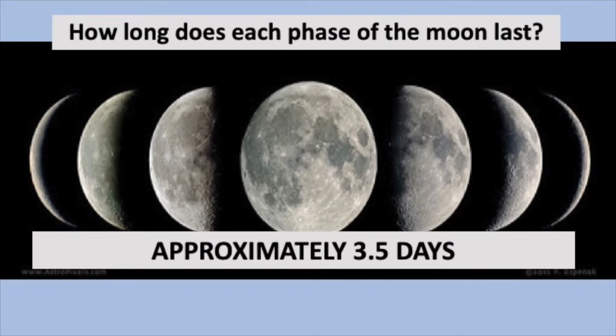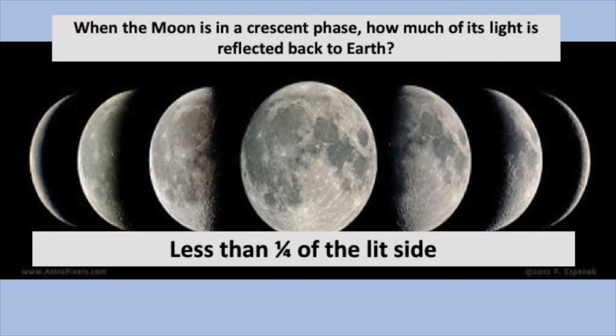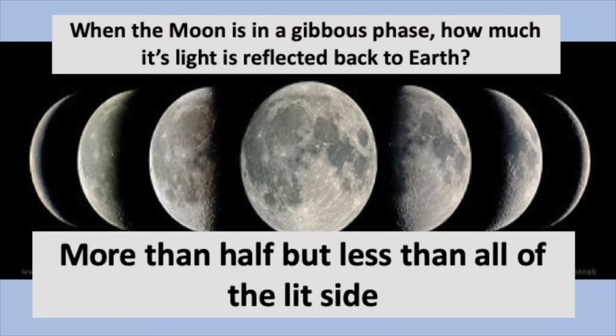So how long does each phase of the moon last? This can vary a little bit, but we're going to use approximately 3.5 days. So you're going to get very adept at counting by 3.5. When the moon is in a crescent phase, how much of the light is reflected back to Earth? That's going to be less than 1/4 of the lit side. By contrast, when the moon is in a gibbous phase, how much of its light is reflected back to Earth? It's going to be more than half, but less than all of the lit side.